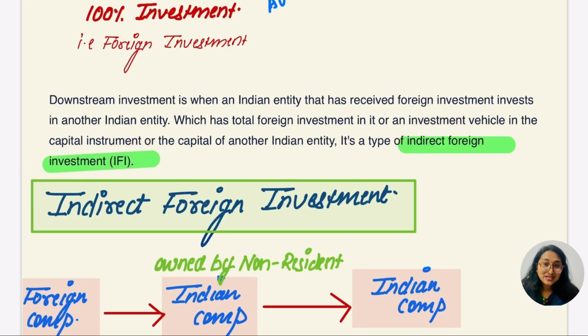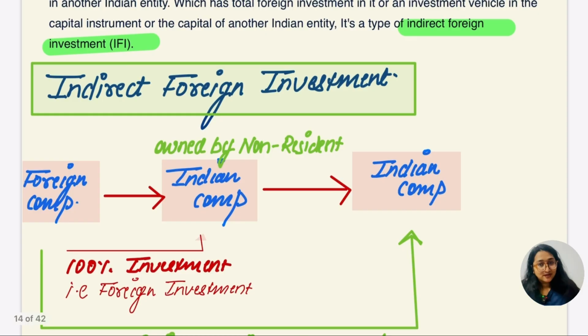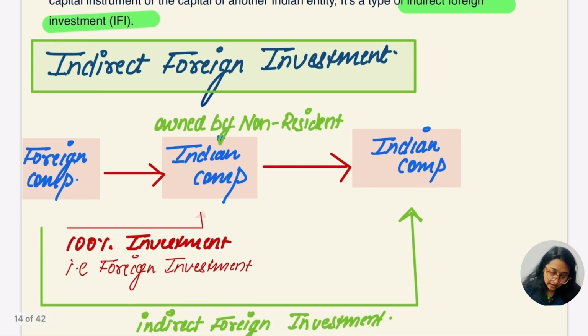So what is the meaning of indirect foreign investment? Now we have to understand that. Let's understand this with an example of indirect foreign investment. Here again, I've taken the foreign company. Again, this foreign company has made an investment in the Indian company. Let's take XYZ Limited. So this foreign company has invested in this Indian company XYZ Limited.